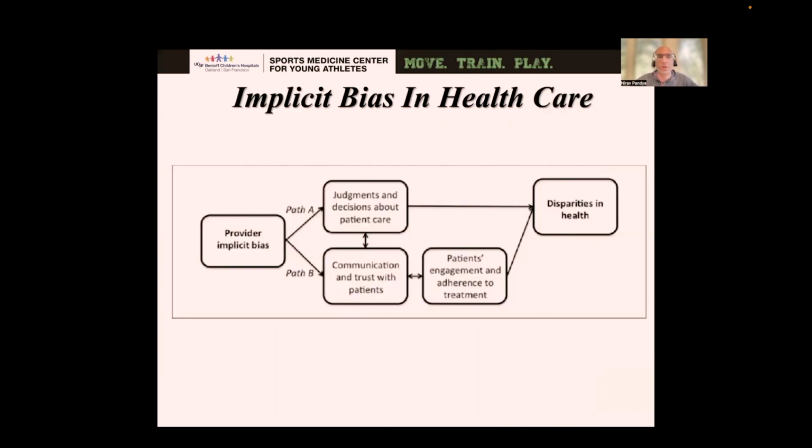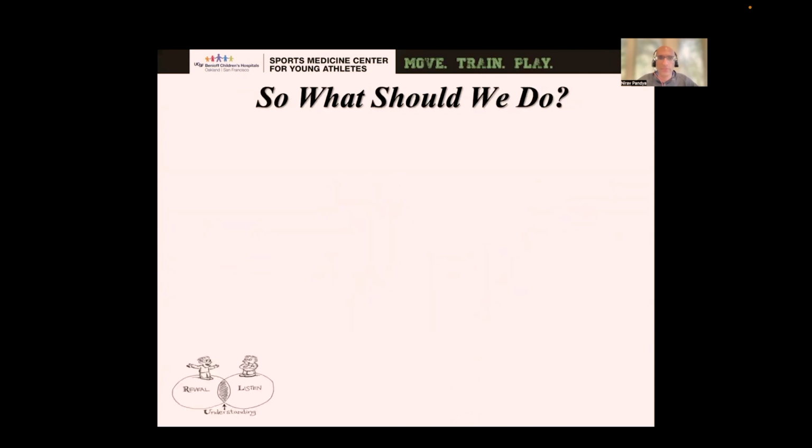you prescribe to patients. So if you have implicit bias as a provider, you're going to make certain judgments and decisions about patient care. That's going to lead to healthcare disparities. It's also going to impact your communication and trust with patients. So patients may be more or less willing to engage in adherent treatment, which is going to lead to disparities. So even things that you're not conscious about, certain racial or socioeconomic gender groups, it impacts the way that you're interacting with patients and downstream impacts their care.